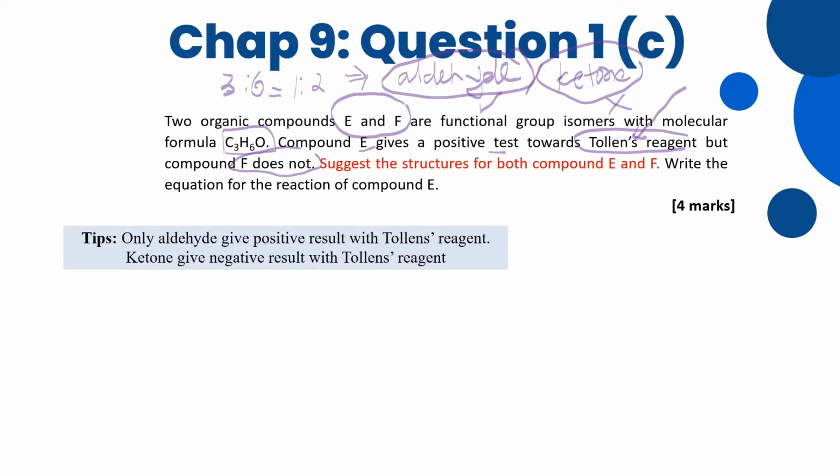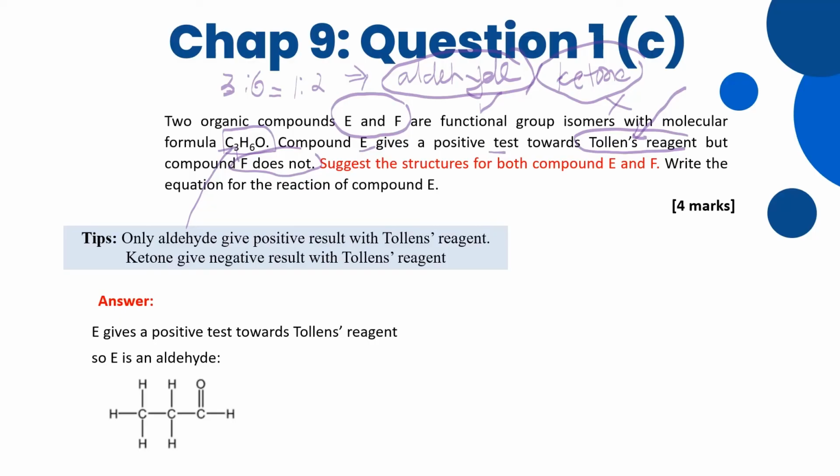So what do we need to suggest? We need to suggest an aldehyde that has a formula of C3H6O. So 3 carbon, and we have aldehyde here. This is the only structure we can come up with. So 1, 2, 3 carbon, and make sure, because it is an aldehyde, you must have a carbonyl group at the end of the structure, because there is no more carbon here. Remember, aldehyde has a hydrogen at the end of the structure. So E is an aldehyde, and this is the structure for E.